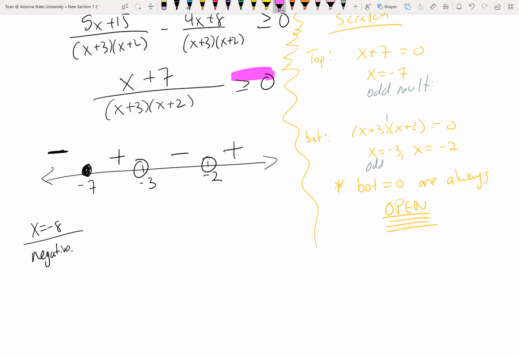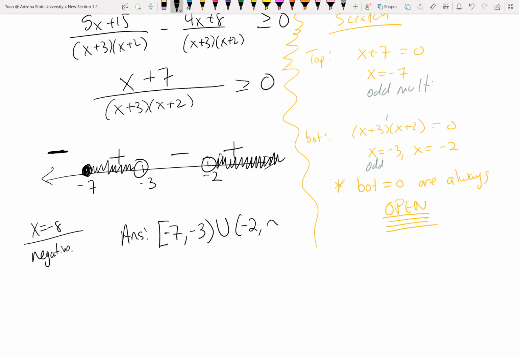What regions, positive or negative, are we looking for? This is a positive region because it's greater than or equal to 0. So we're going to shade the positive regions, and then you just have to write your answer in interval notation. So there is our answer. The first region starts at negative 7, comma, and it ends at negative 3. Union, because of another region, that starts at negative 2, comma, infinity.